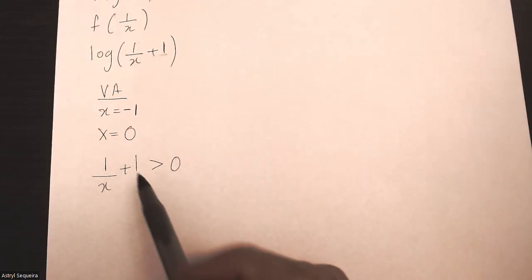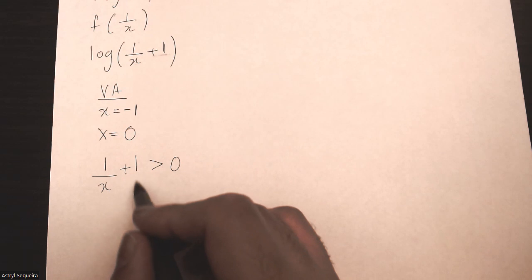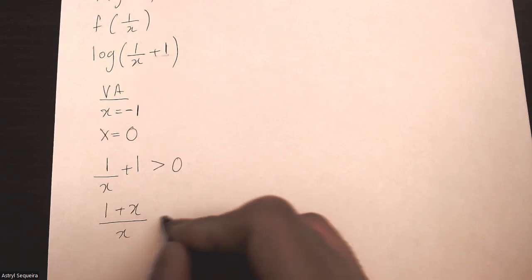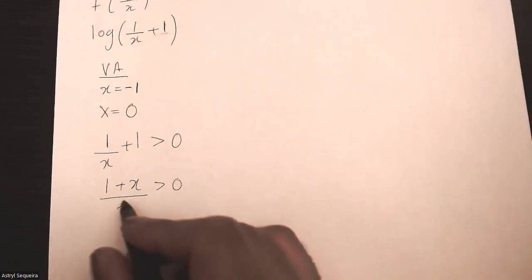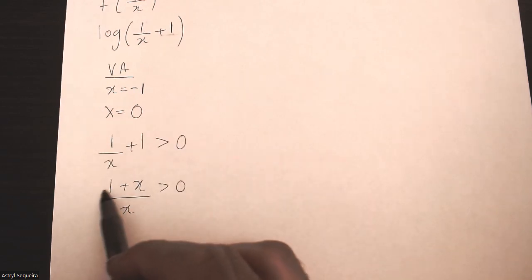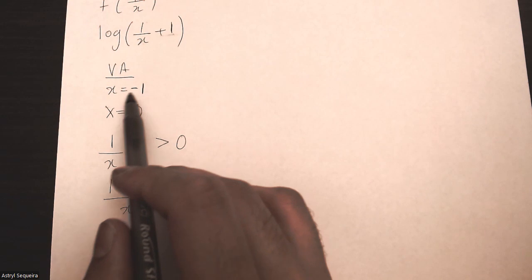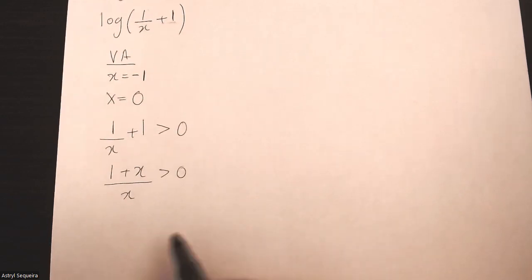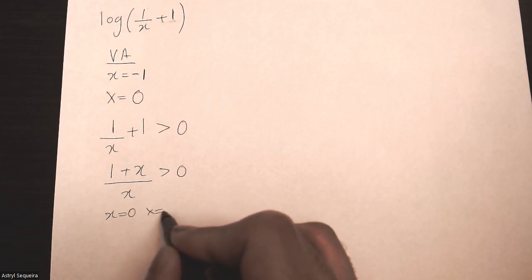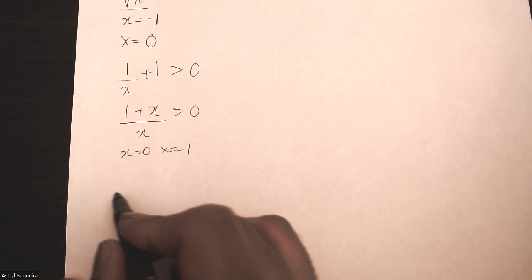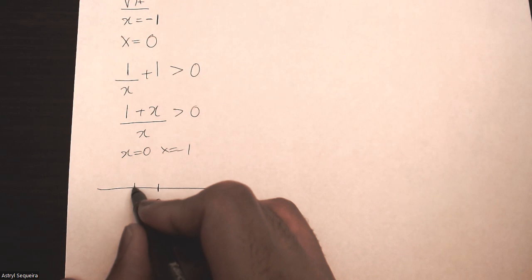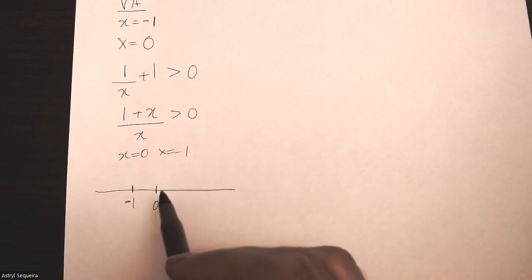So in order to solve this, I want to make a common denominator. First, I'm going to multiply by x on the top and bottom here. So I have (1 plus x) over x is greater than 0. And then my vertical asymptote is just a 0, so that's already included over here. And then the solution to the top is -1, which is also a vertical asymptote in this question. So my two solutions to this, x equals 0 and x equals -1, are basically my vertical asymptotes. I'm going to put these on a number line and solve this using a number line to find my domain.